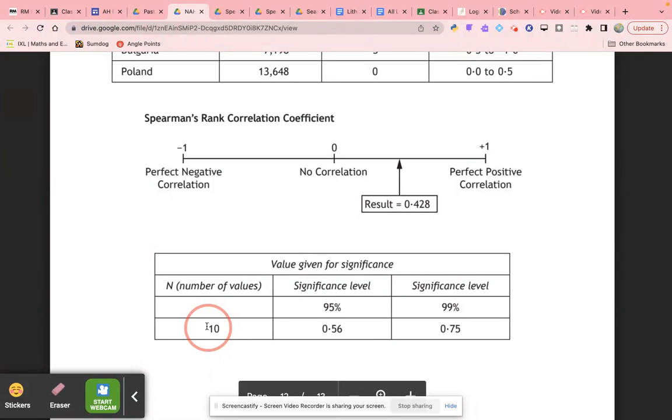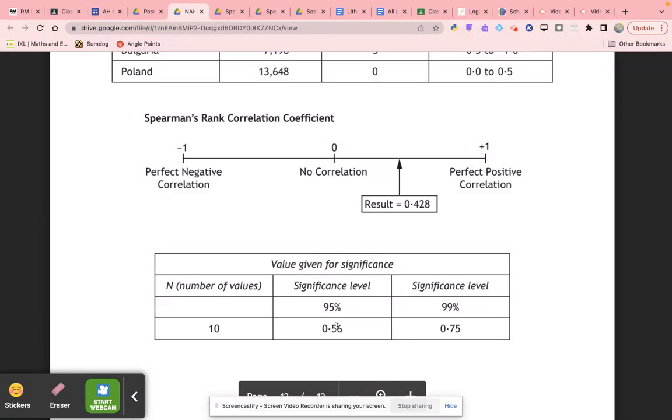We had 10 countries, so 10 pairs of data. And our result of 0.428 is actually smaller than the 95% or the 0.05 significance level. So we have not got higher than the required level. So what we do in this case is actually say that we have to accept our null hypothesis, that there is no statistically significant relationship between GDP and net migration.